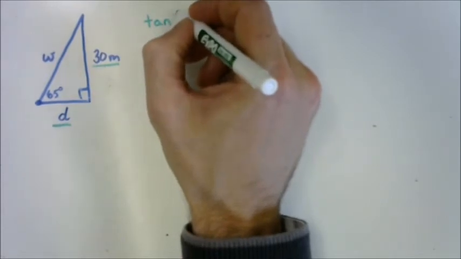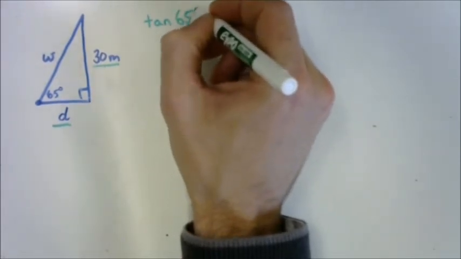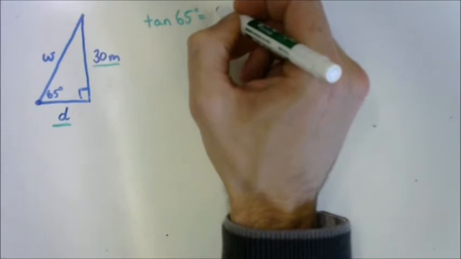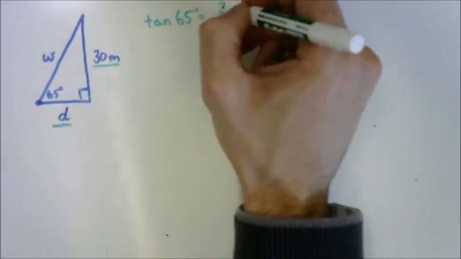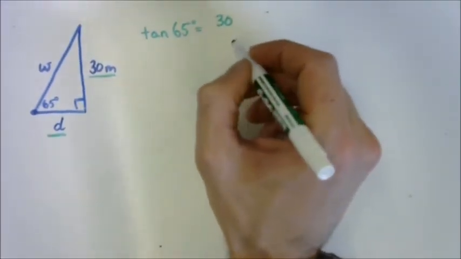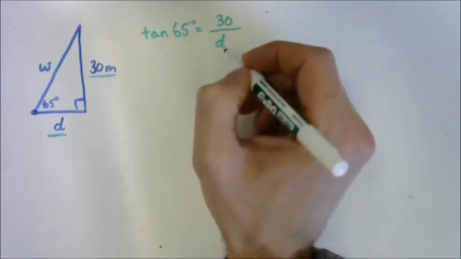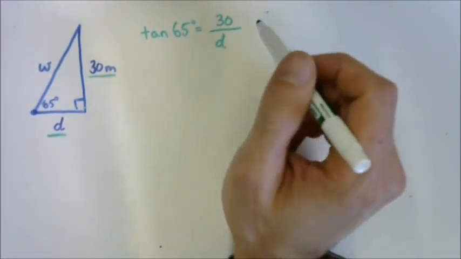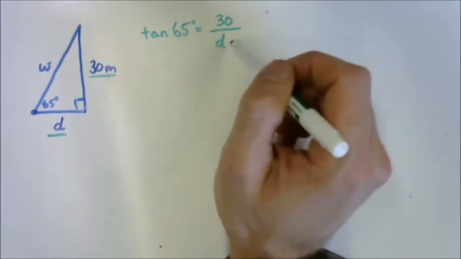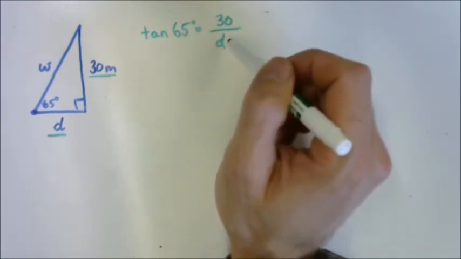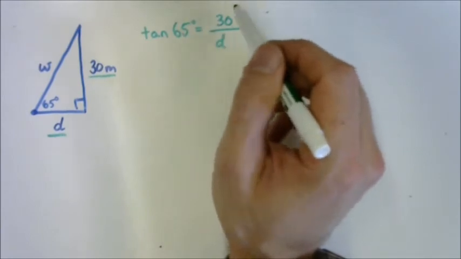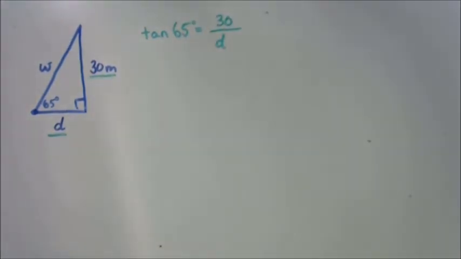So the tangent of 65 is a ratio that relates the opposite to the adjacent side. So I've already got the opposite side is 30 meters, and the adjacent side is d. Now you'll notice in this one that the variable is in the bottom. Okay, that's a bit uglier to find out and to work with. So I'm going to do it in 2 steps to show you how the algebra works.